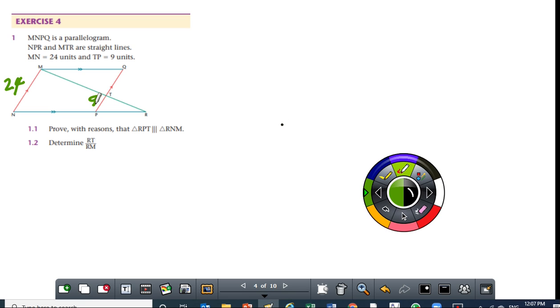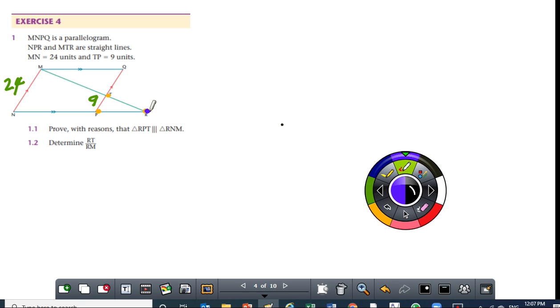Let's use different colors here. It's RPT, so we have triangle RPT is similar to triangle RMN. So we are talking about those two triangles. Now, when you want to prove that triangles are similar, I want you to pay attention carefully because once you understand this, it will boost your confidence when you answer questions on similar triangles. It's so simple. Use the given information to prove it.